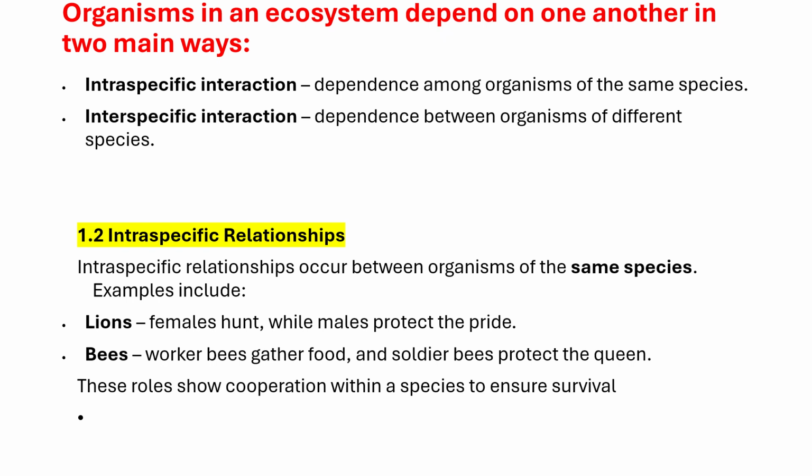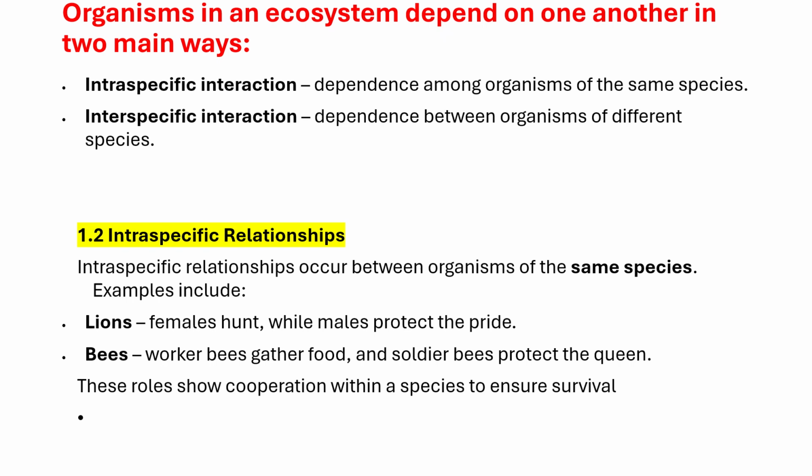On interspecific, it means different species can depend on one another. Yes, different species, which means you can say like humans and plants, like cows and the plants and the grasses, something like that.